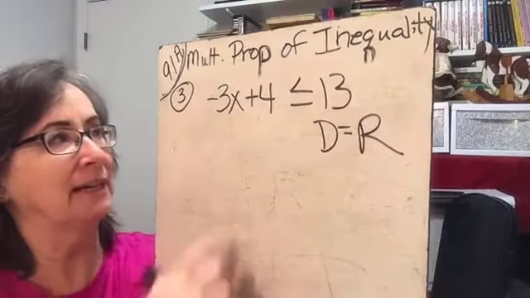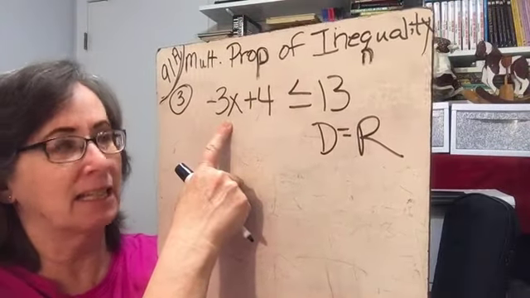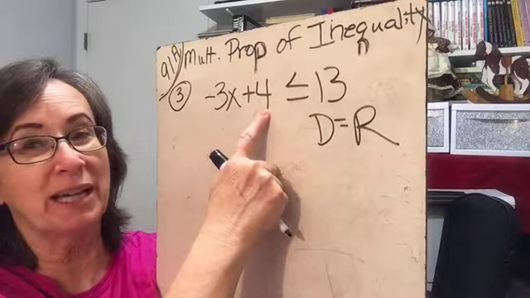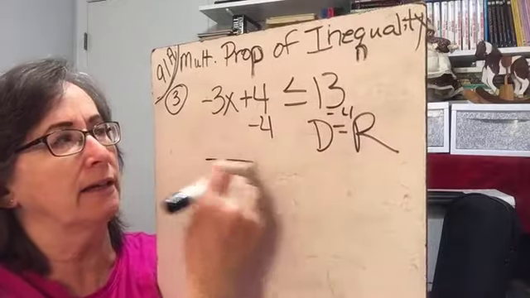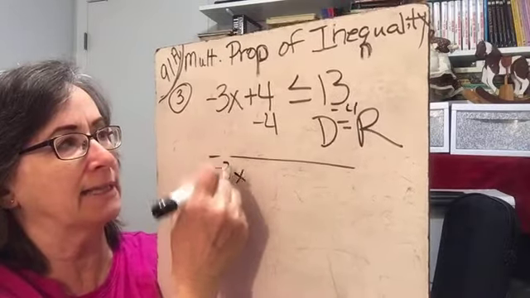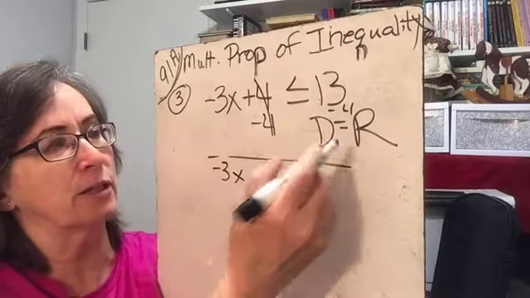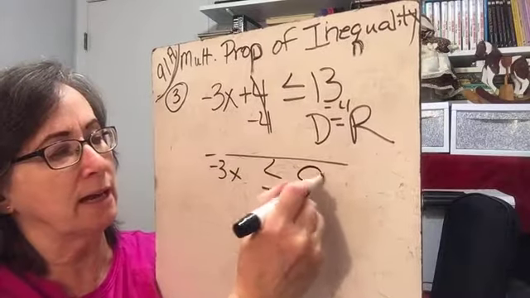Example 3. Again, we have a negative x. So we're going to go ahead and get rid of the constant. So negative 4 to the other side. Negative 3x, this goes out, less than or equal to 13 minus 4 is 9.